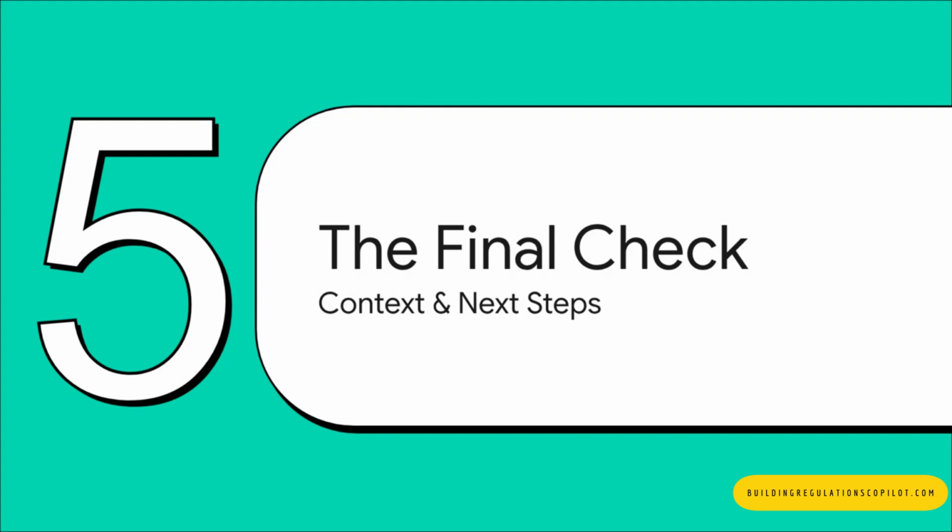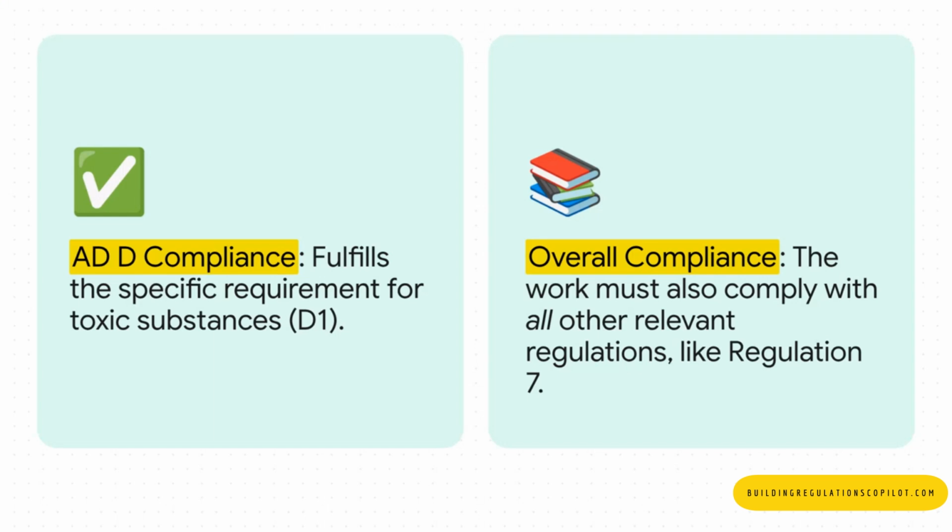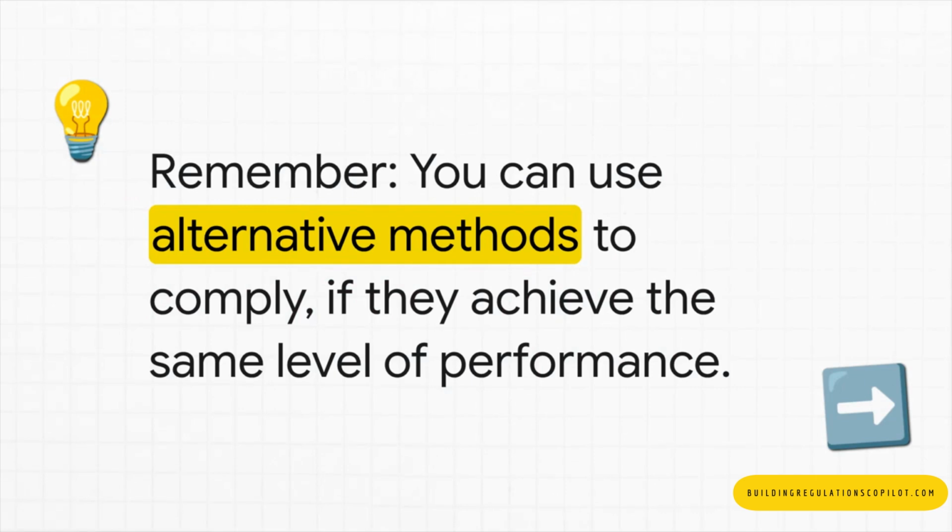Okay, great. We've worked through the problem and the specific solution in Document D. But before we wrap this up, there are just a couple of final, really crucial points to remember about how all of this fits into the bigger picture. Now, this is a big one. Remember, following the guidance in Approved Document D gets you a tick in the box for that specific requirement on toxic substances. But it is just one piece of the puzzle. Your project still has to comply with all the other relevant regulations, things covering structure, fire safety, materials, workmanship, the whole shebang.